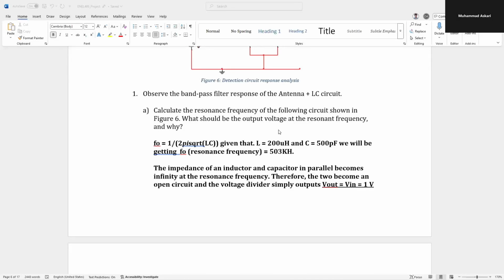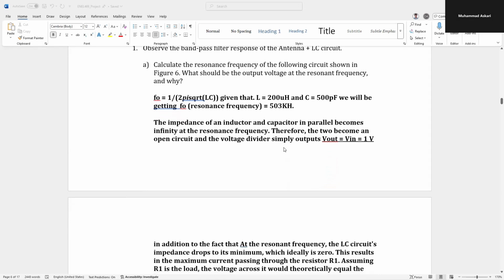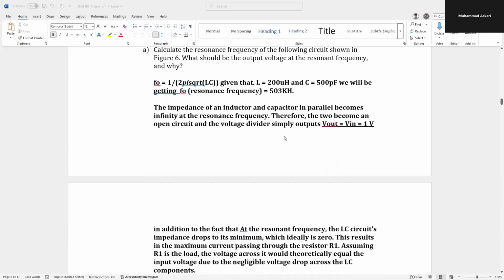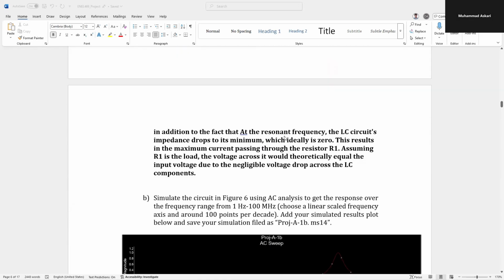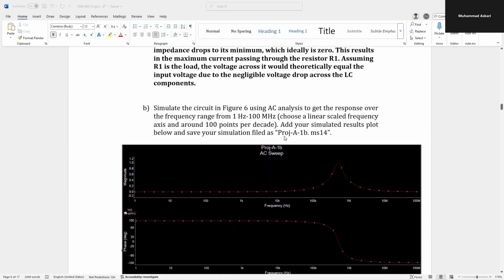filter from part A. In part A, we found the resonant frequency to be 503.3 kilohertz. At this frequency, the output voltage is about 1 volt, matching the input in both magnitude and phase. Part B confirms this, showing a magnitude of 1 at resonance.